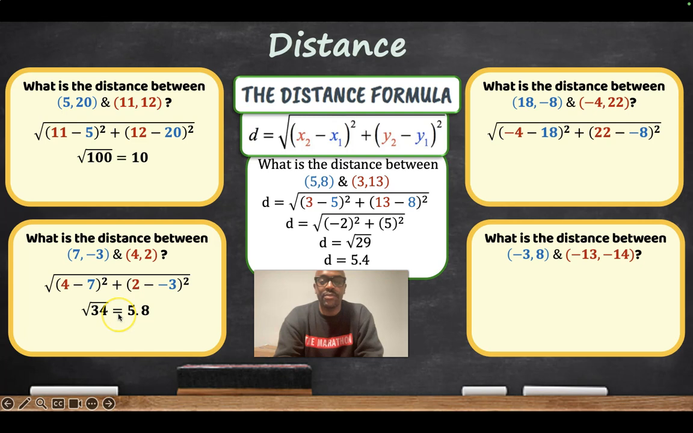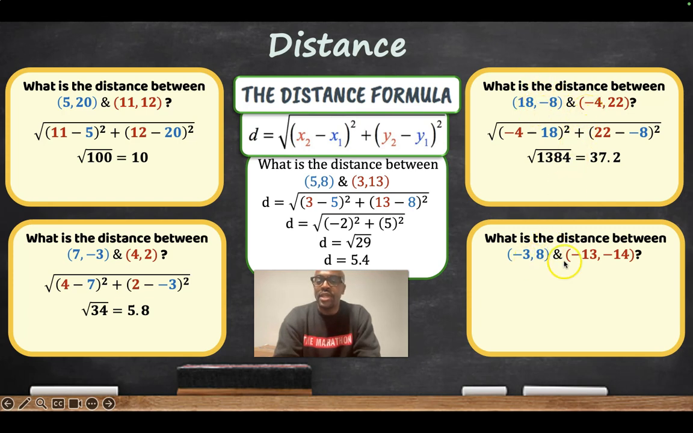Hence, they're equivalent here. So then now when we look at this next example up here, we took negative 4 minus 18, and then we took 22 minus negative 8. Notice I put minus a negative 8. Sometimes these negatives throw you off a little bit. All right, so then from here, you would type all that in. And once you type all that in, if you got square root of 1,384, which is 37.2, you are correct. That's the distance between these two coordinate points.